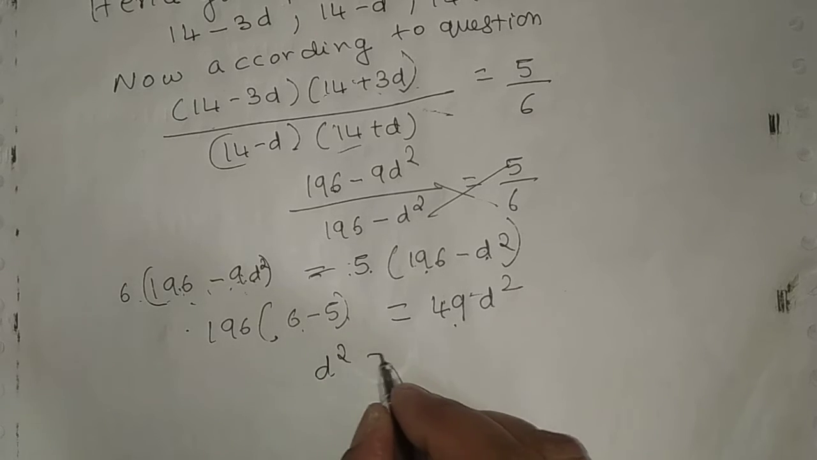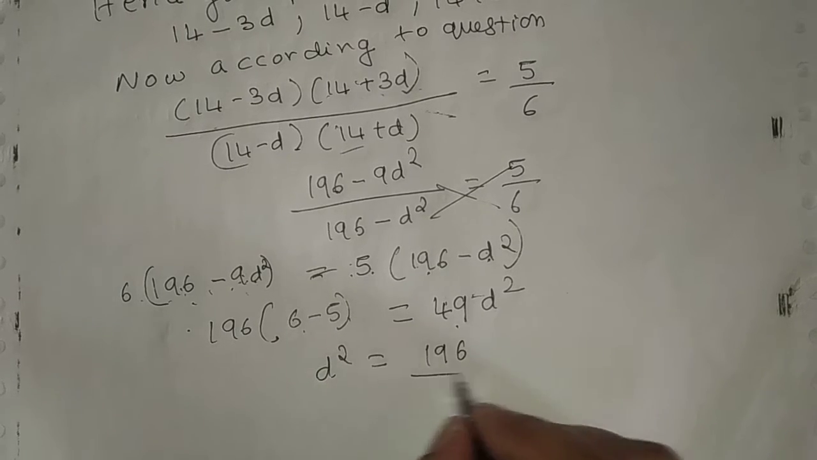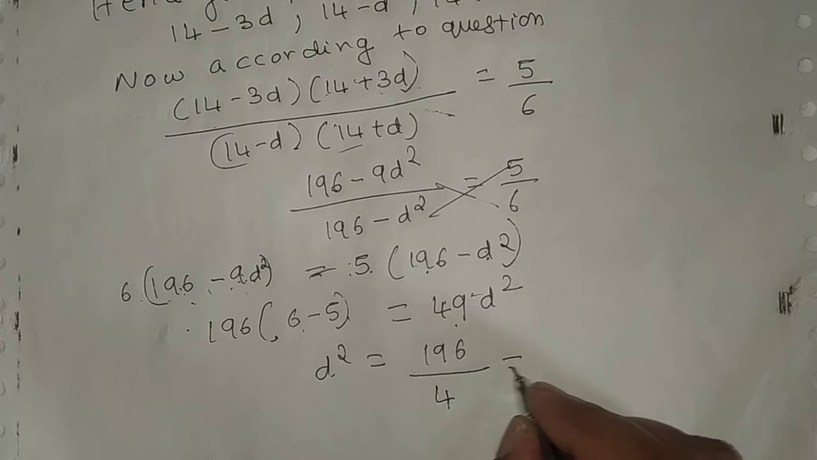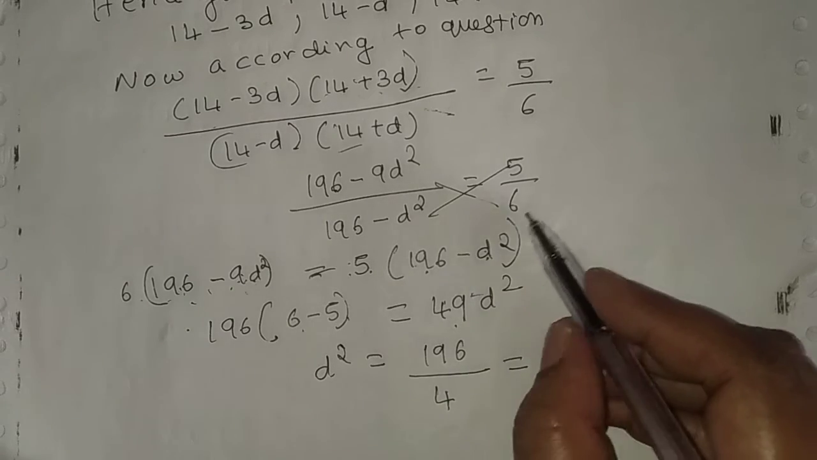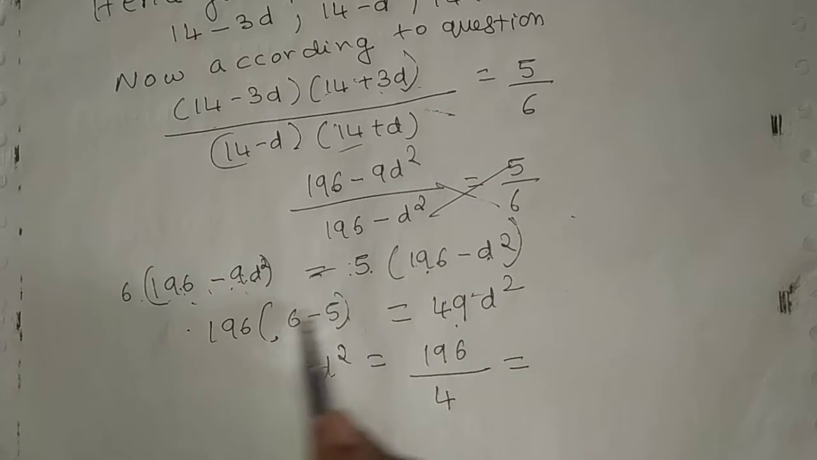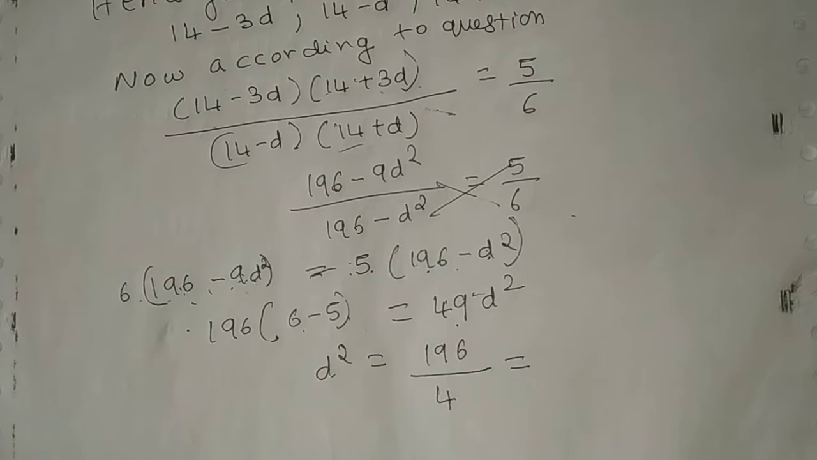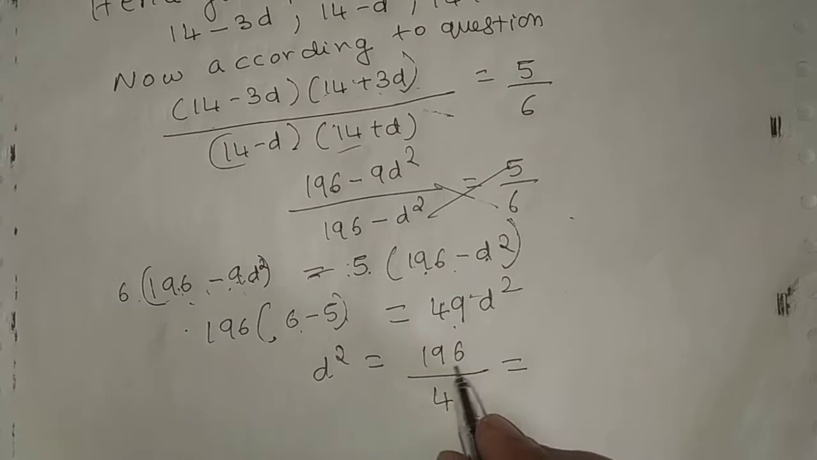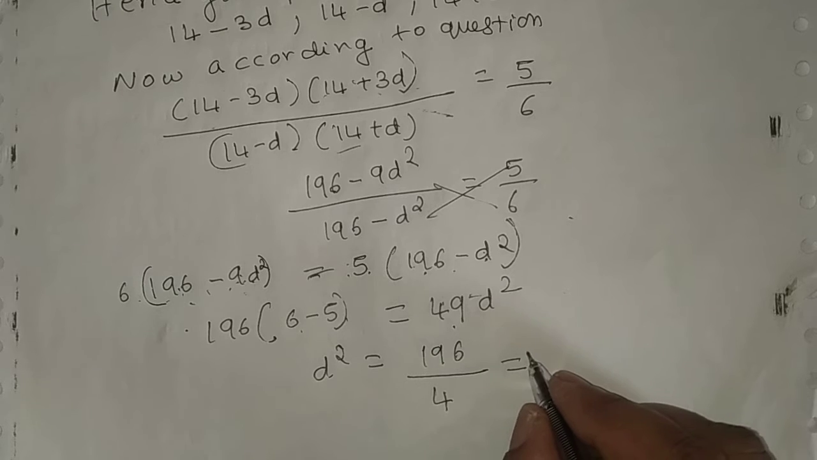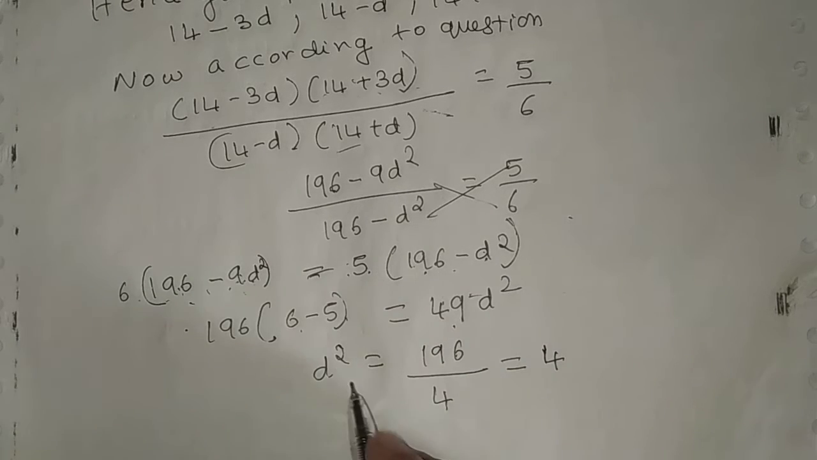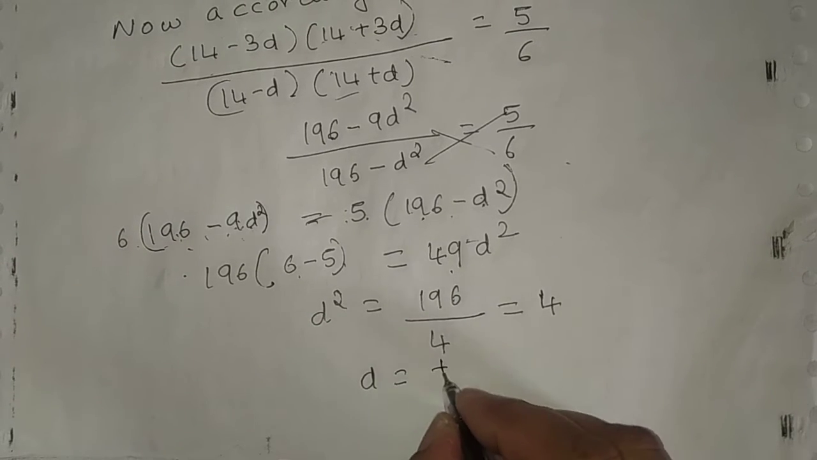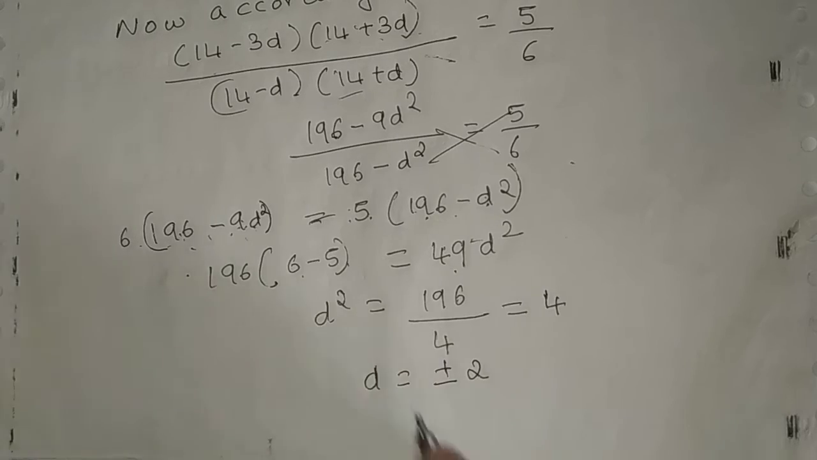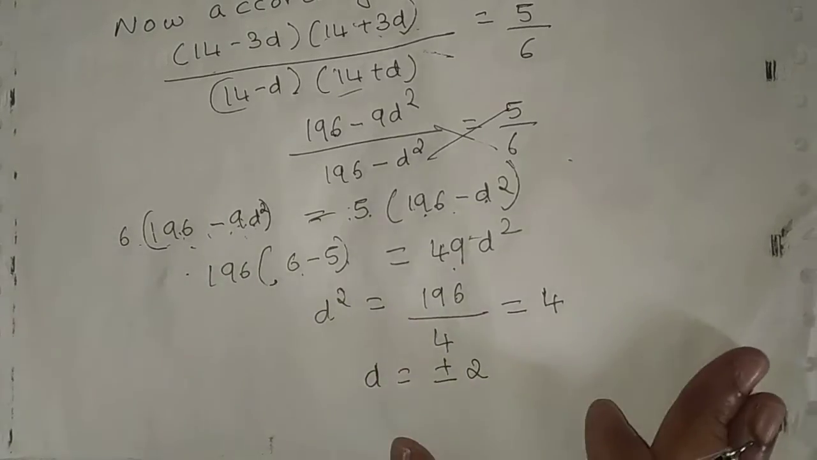Therefore, d square is equal to 196 by 49. This simplification I will not write in detail; I'll just write down the answer, and you should calculate and see whether it's correct. Since d square is equal to 4, therefore d is finally plus or minus 2. So this is the solution for the second one. We move on to the third problem.